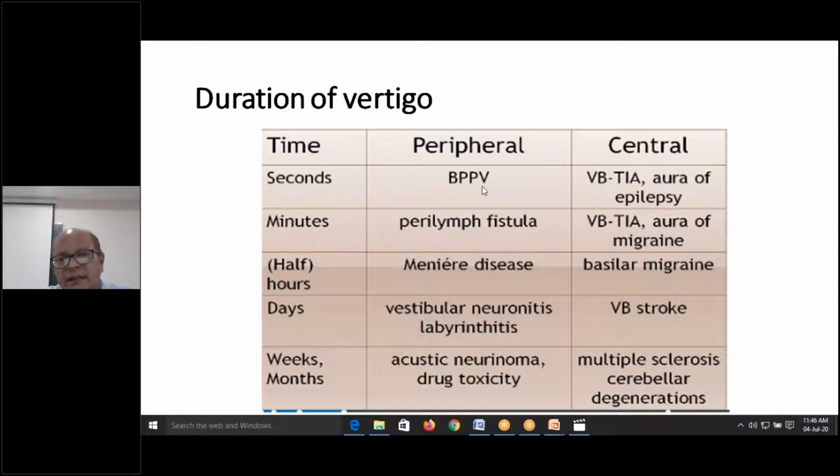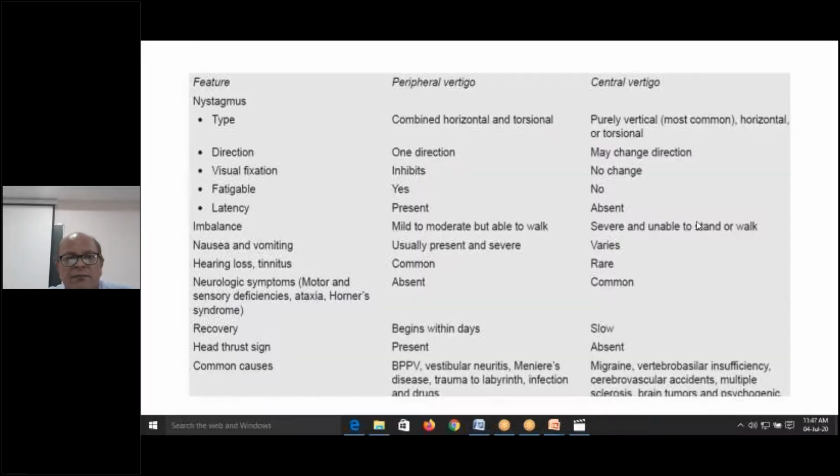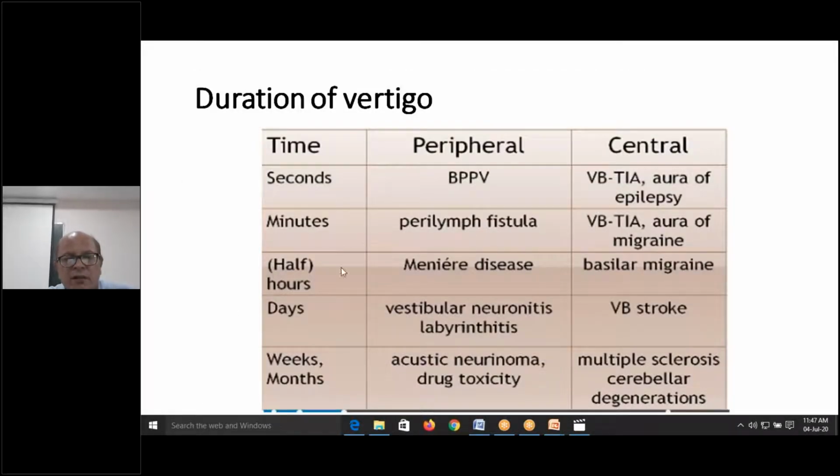Here you have to take the age of the patient also. BPPV usually occurs in the elderly age group. If it is central, then it is vertebrovascular artery transient ischemia. If it is in minutes, then mostly it might be a perilymph fistula, or centrally maybe a migraine aura. If it is around half an hour to 1 hour, it might be Meniere disease if peripheral, or if central, maybe a basilar migraine.